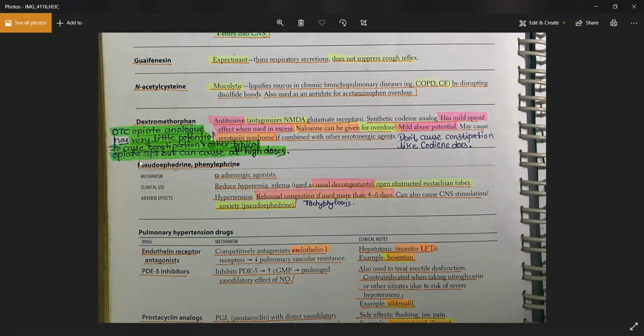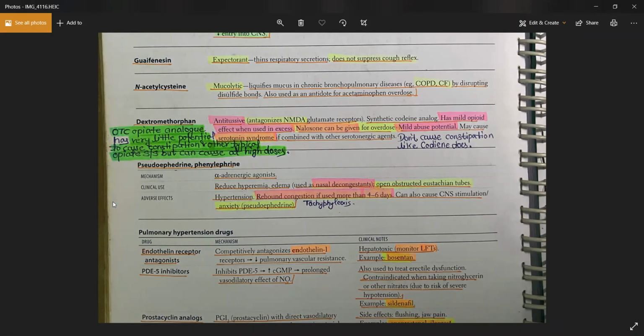Now, other drugs you have are pseudoephedrine and phenylephrine, and we have discussed these drugs already. In the general pharma part, I told you that these drugs are purely alpha adrenergic agonists. Because they're agonists, they will cause vasoconstriction. If you take them intranasally, they can cause vasoconstriction in your nose and relieve the nasal congestion, right? So these drugs are useful as nasal decongestants, and they can also open an obstructed Eustachian tube.